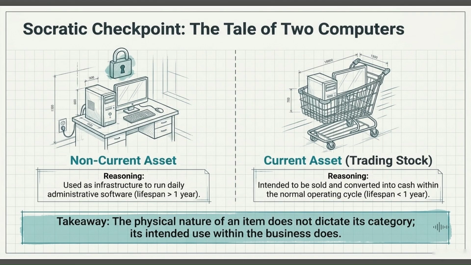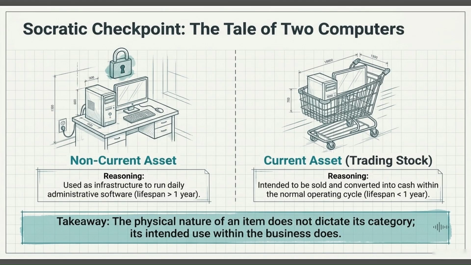The computer on the display shelf is a current asset, specifically trading stock. The reason is that it is held in order to be sold and it will be converted into cash within the normal operating cycle. It is inventory. Two identical machines, both on the same invoice from the same supplier at the same price, two entirely different classifications.